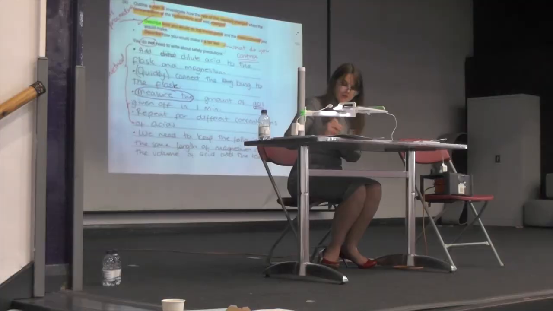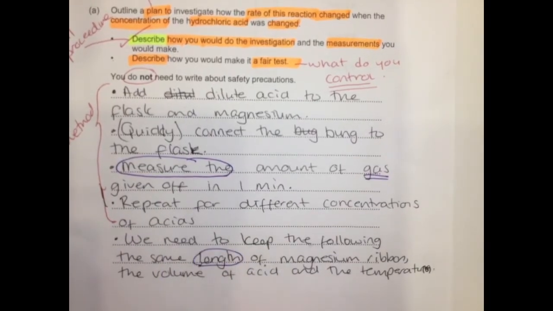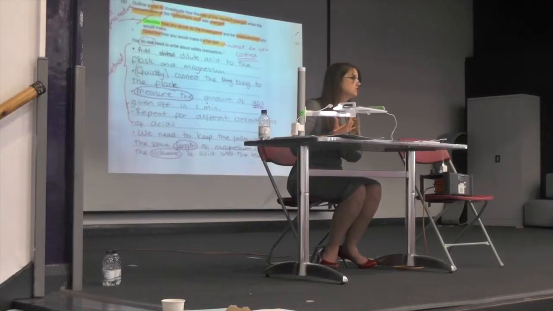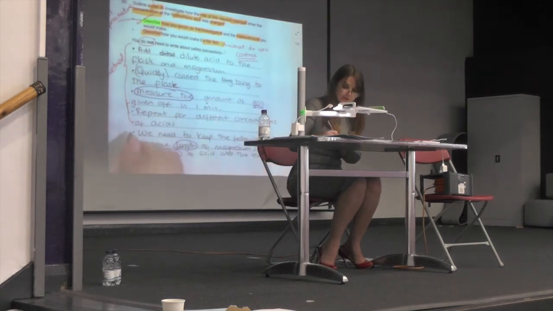So the measurements: I measure the gas, the length of magnesium is a measurement, and the volume of acid is a measurement. So those are the things that you're talking about. That will get you 6 marks. The first part for the procedure and the second part for a fair test.